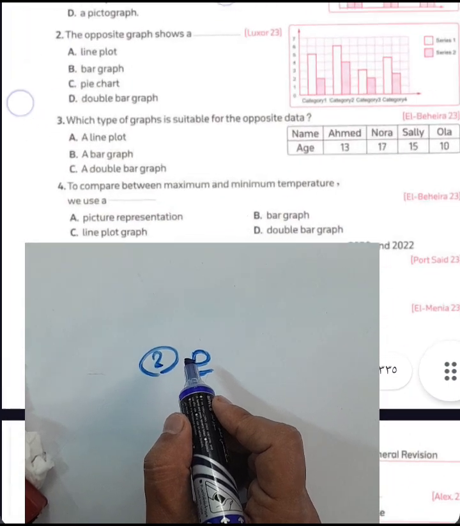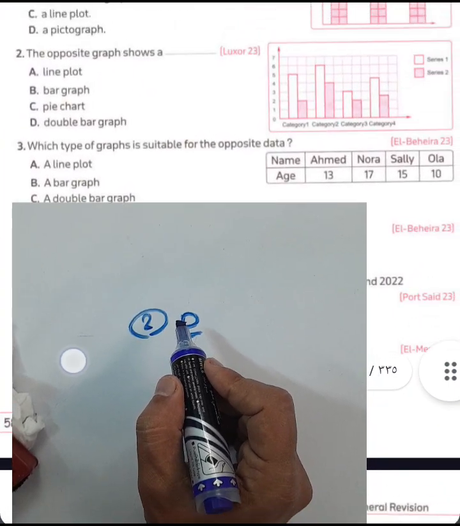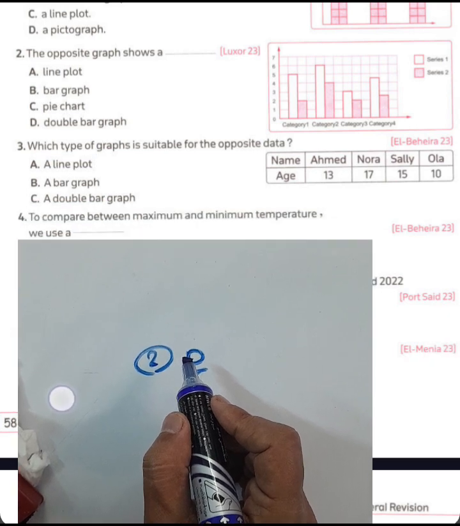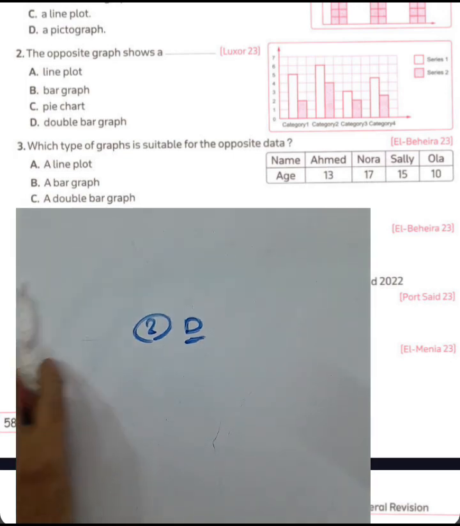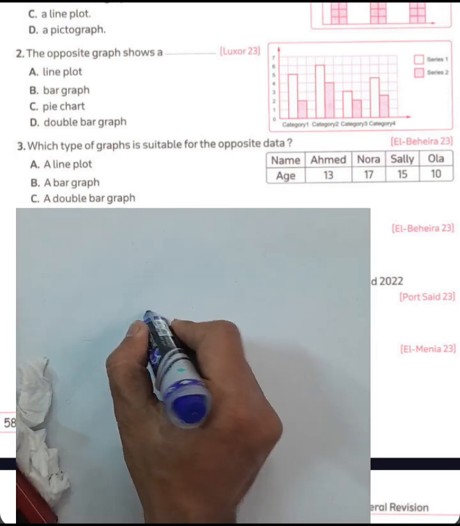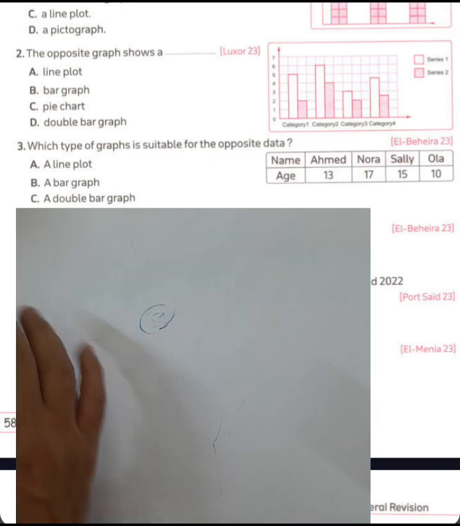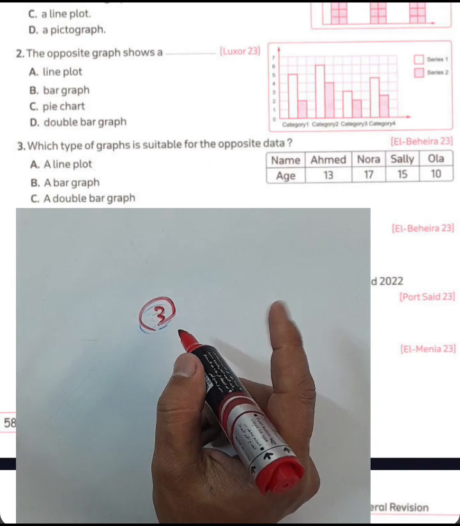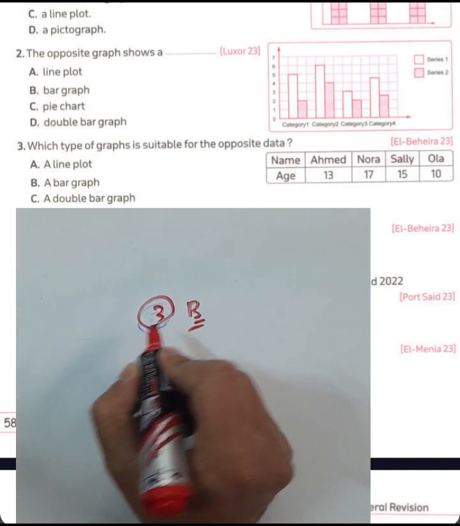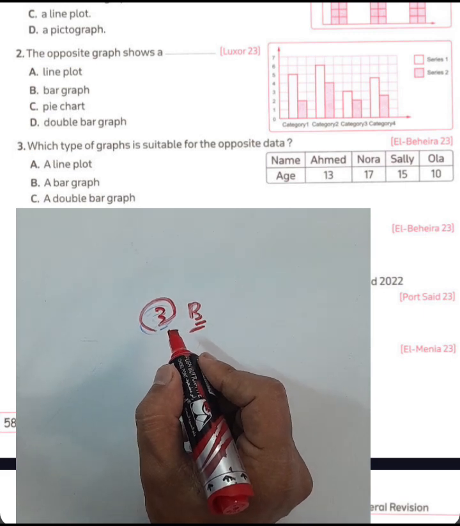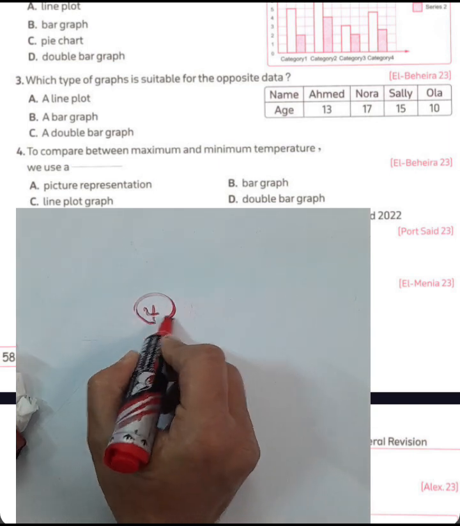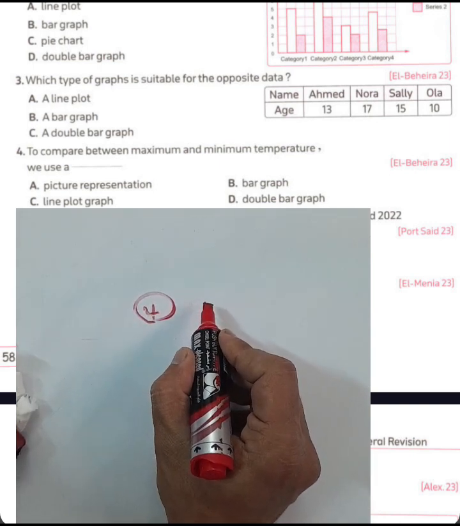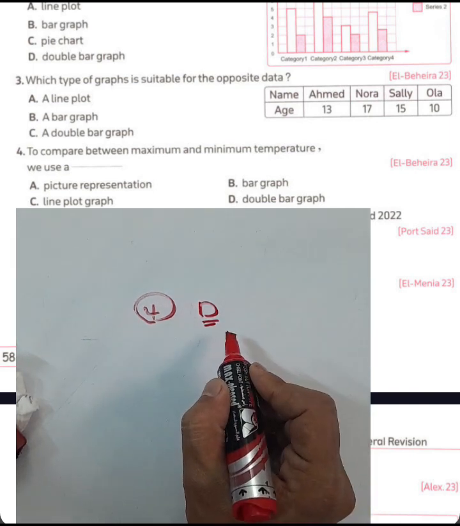Question number 3, which type of graph is suitable for the opposite here? Question number 3, we have only one set of information. You can use a bar graph. Okay, choose letter B for question number 3. We can draw it by bar graph. Question number 4, to compare between the maximum and the minimum temperature, we will use what? We will use a double bar graph to compare. Okay, to compare, use a double bar graph, like question number 2.